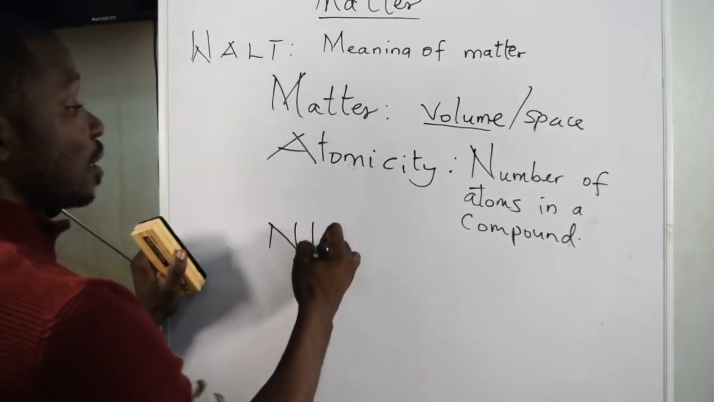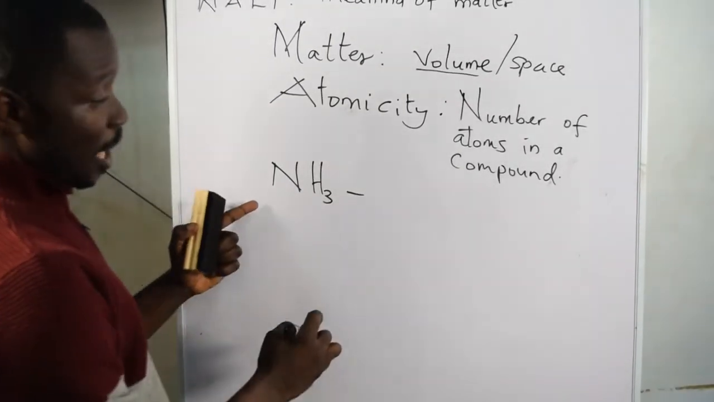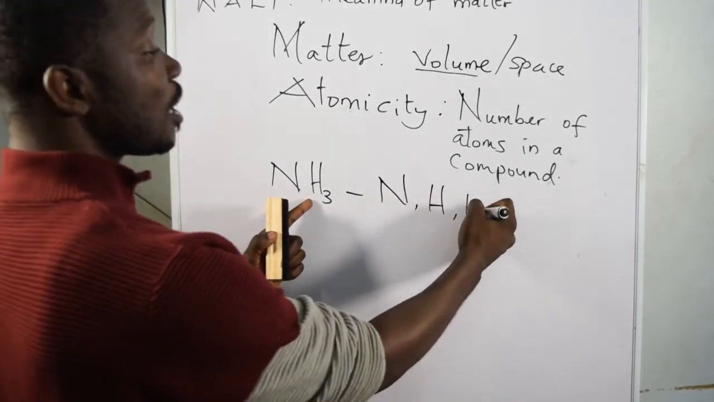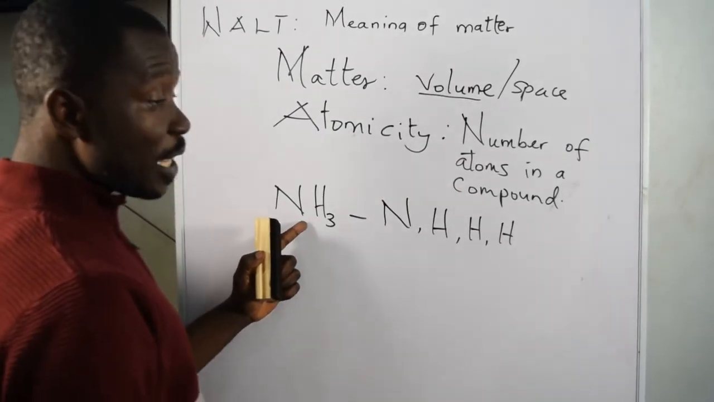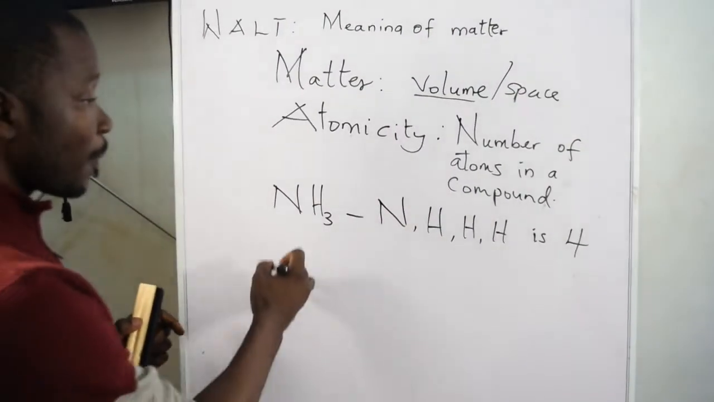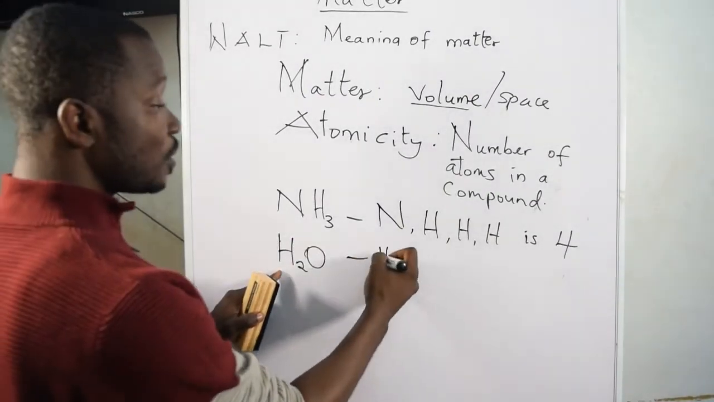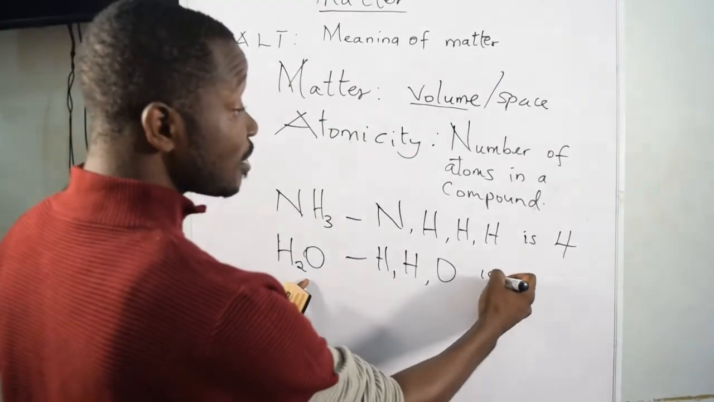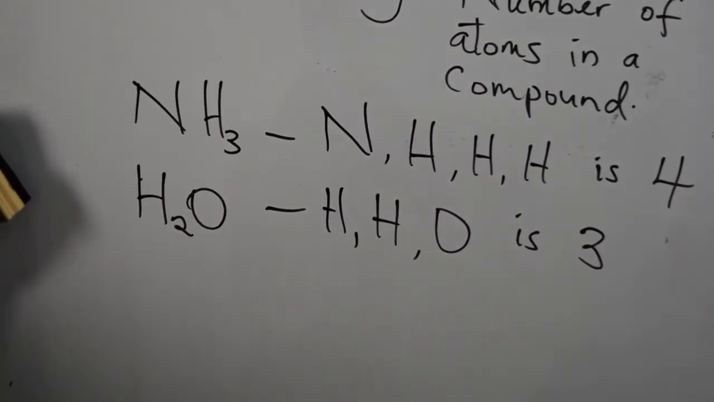So I have this compound, ammonia. We can see that ammonia comprises one nitrogen and hydrogens, how many? Three. So I can say that the atomicity of ammonia is 4. We can look at water. Water contains 2 hydrogen atoms and one oxygen. So the atomicity of water is 3. Good. So you need to get this.